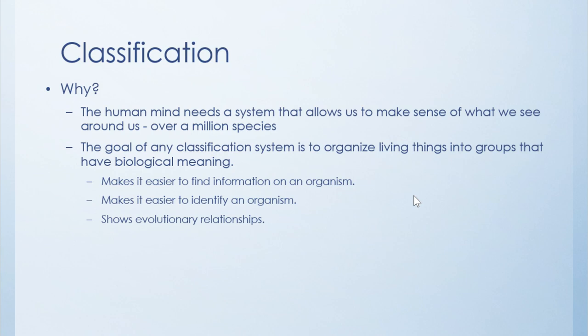One, it makes it easier to find information, right? If you think, okay, well, I know that all cats are going to be in this group, that's great. You know where to look. But what happens when you find a new organism? It makes it easier if you have biologically meaningful categories. You can identify and place new organisms in a much easier and more universally agreeable way, right? The other thing that it does is it shows evolutionary relationships, and that's important.